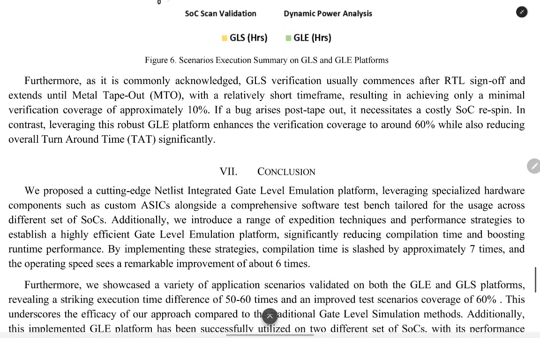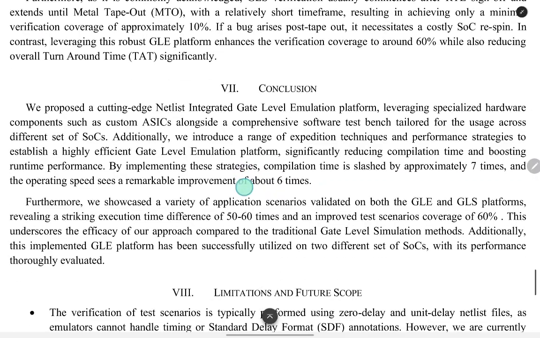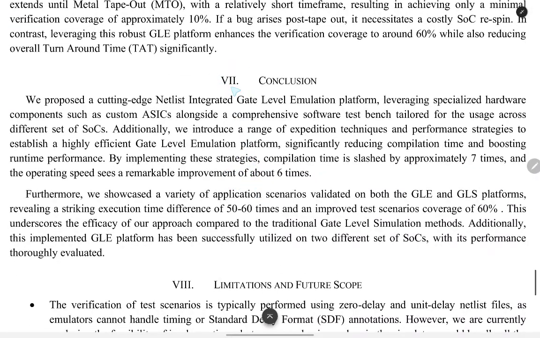Furthermore, as is commonly acknowledged, GLS verification usually commences after RTL sign-off and extends until the metal tape-out (MTO) with a relatively short time frame, resulting in achieving only a minimal verification coverage of approximately 10%. If a bug arises post tape-out, it necessitates a costly spin. In contrast, leveraging this robust GLE platform enhances the verification coverage to around 60% while also reducing overall turnaround time (TAT) significantly.